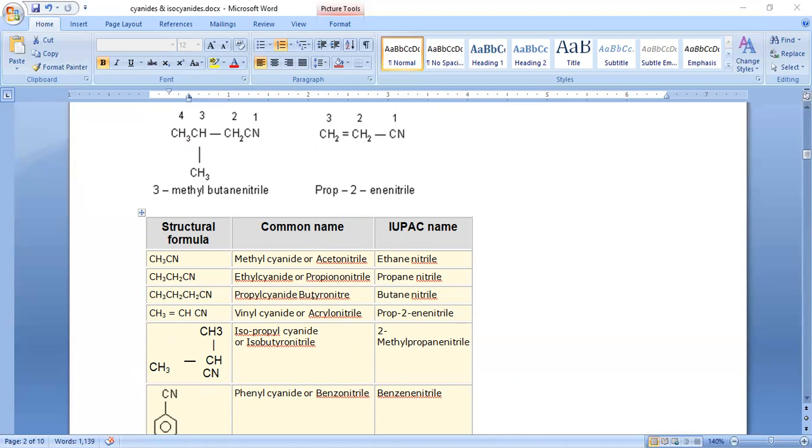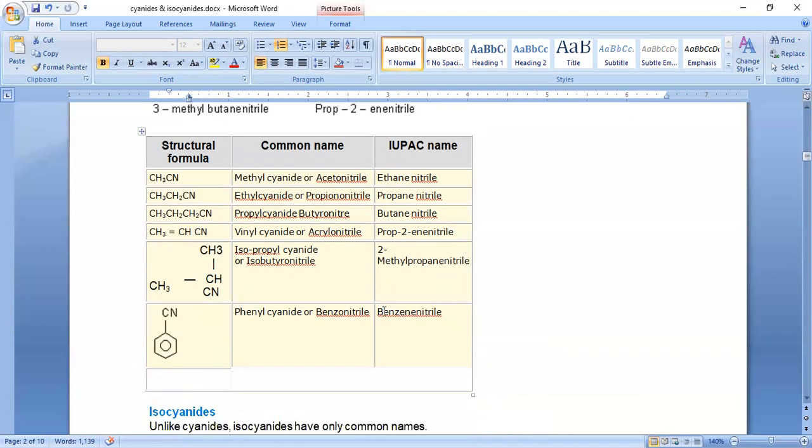So here, no letter of the primary suffix should be replaced in IUPAC nomenclature. And this one is the common name, common nomenclature. In IUPAC nomenclature, first we write the root word, followed by the primary suffix, followed by the secondary suffix. So propane nitrile. Sorry, please rectify it.